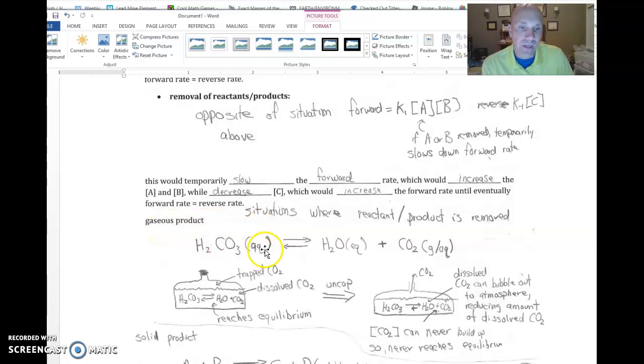So consider this equilibrium right here. We've got carbonic acid, which is aqueous. The thing about carbonic acid is that this is a chemical that very readily decomposes to make water and carbon dioxide. But this reaction right here is an equilibrium reaction. So it can decompose to make water and carbon dioxide, but water and carbon dioxide can combine to make carbonic acid. So what's the type of situation where this reaction right here would reach equilibrium?